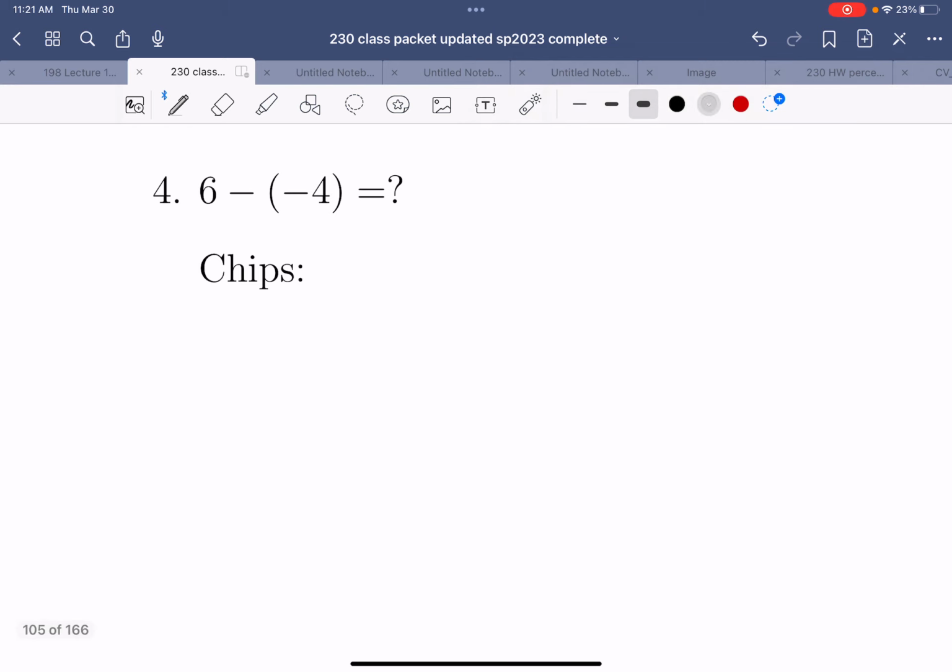Okay, so we have 6 minus -4. Now, when we added, we represented both numbers. When we subtract, we're only going to represent the first one. So I'm going to start with the 6. It's +6, so I'm going to represent that with 6 white chips.